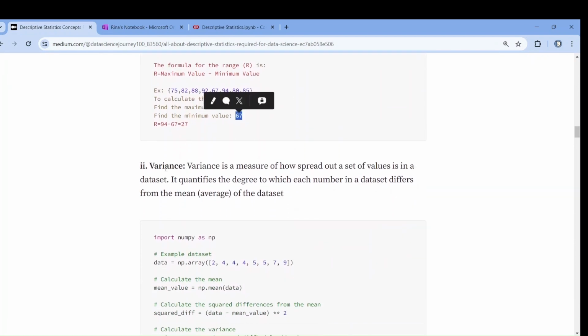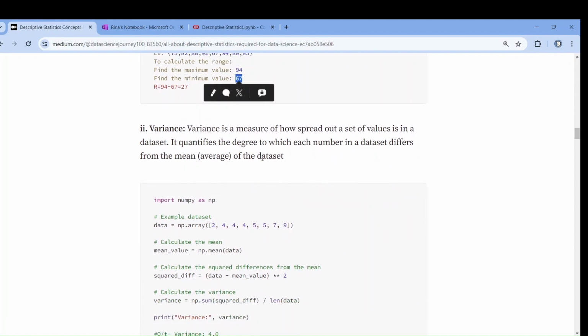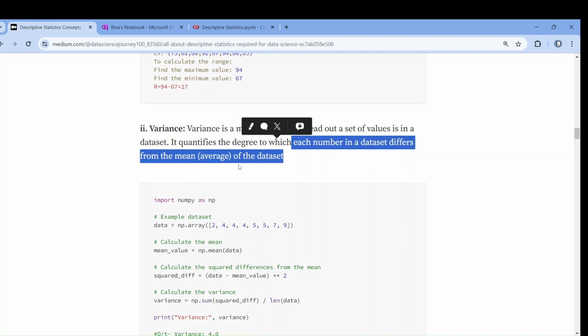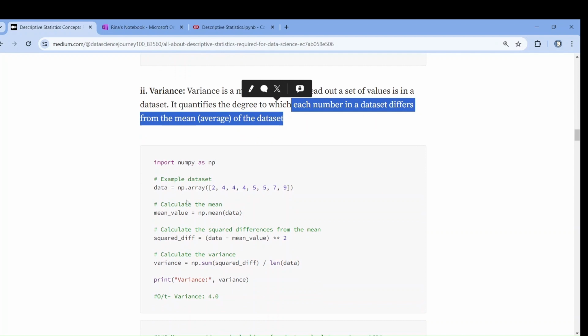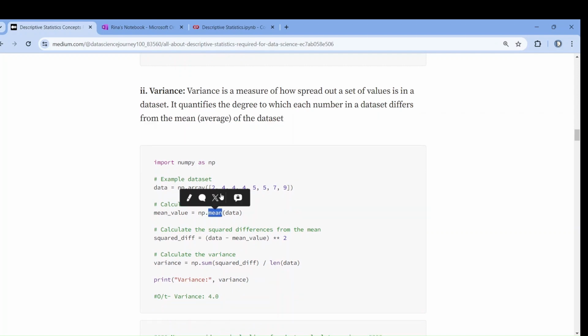So you can understand how much the data set is spread. Fine. Next one is variance. Variance simply means finding how much each number in a data set differs from the mean of the data set. Suppose, see here, first I have to calculate the mean of this array, so I can simply write np.mean, the mean function in numpy. It will calculate 2 plus 4 plus 4 plus 4 plus 5 plus 5 plus 7 plus 9 divided by the total number of numbers. That is 40 divided by 8, which means 5. So here the mean value is 5.